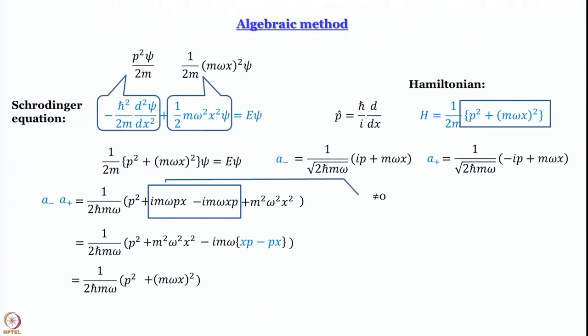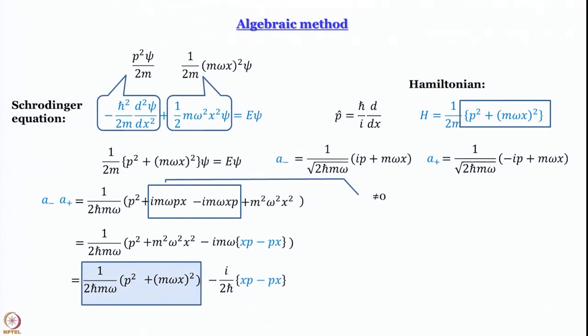Before that, let me just say this. The first term that we get, 1 by 2 h cross m omega times p square plus square of m omega x, I hope you have already spotted it elsewhere on this slide. If not, just wait a little bit. Second term will be minus I divided by 2 h cross. M omega in the numerator, m omega in the denominator just cancel and you are left with minus I by 2 h cross xp minus px.